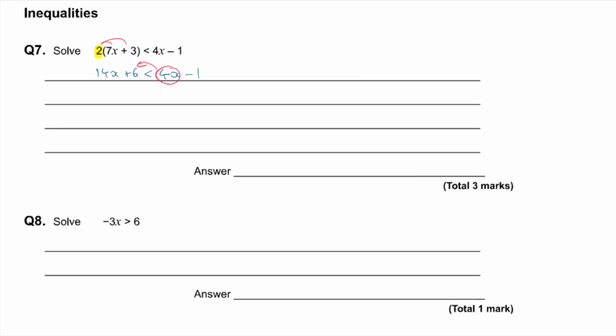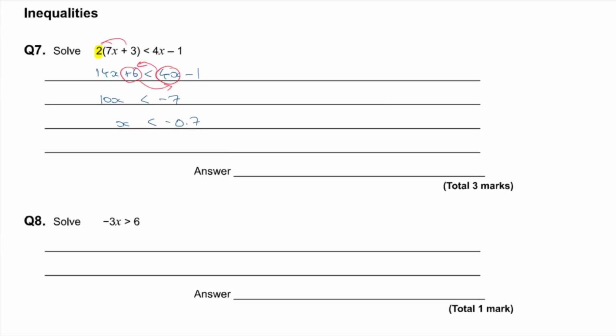So 14x minus that 4x is going to give me 10x on the left. Similarly, if I take 6 away from both sides, or if I take this plus 6 and move over the inequality symbol, it's going to become minus 6 on the other side. Combining that with the minus 1 is going to give me minus 7. So I've got 10x is less than negative 7. Dividing both sides by 10, I'm going to get x is less than negative 0.7.